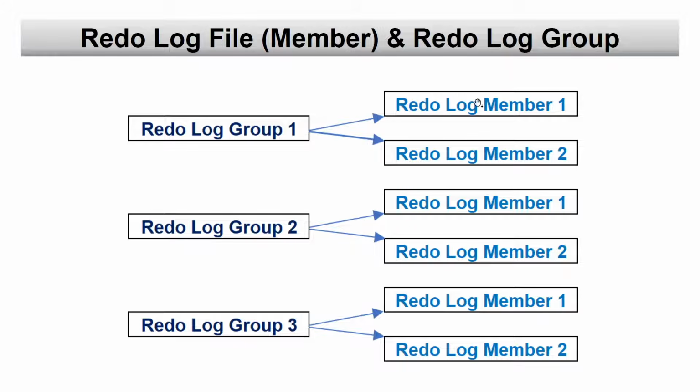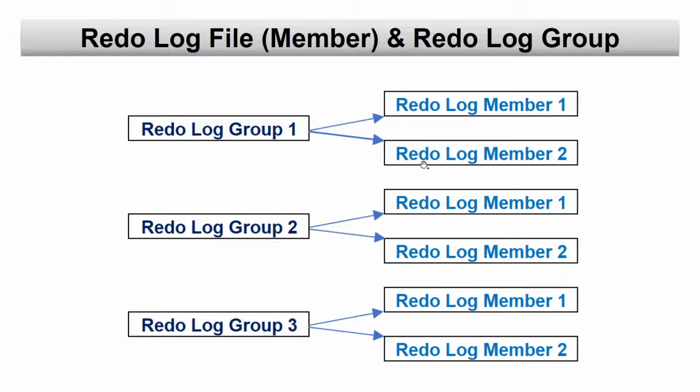Each redo log group should have at least one redo log member. So 2 minimum groups, and each group should have one member. Let me repeat: 2 minimum groups, so you should have groups 1 and 2, and one member in each group at minimum. Again, you can have more than one member, so you can have 2 members, 3 members, 4 members, etc.